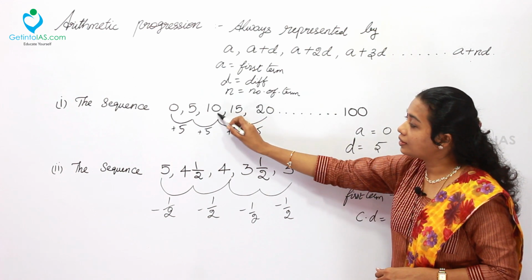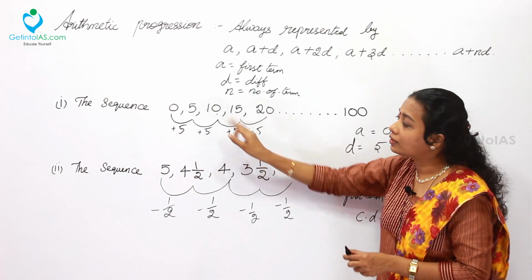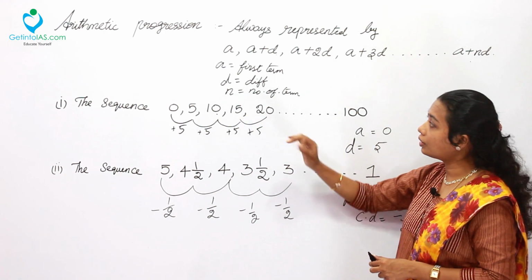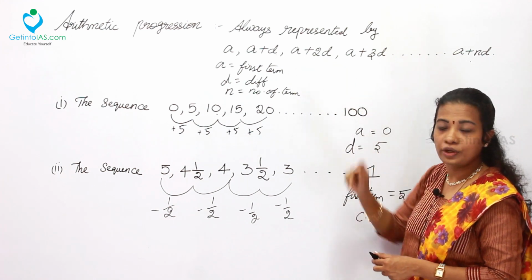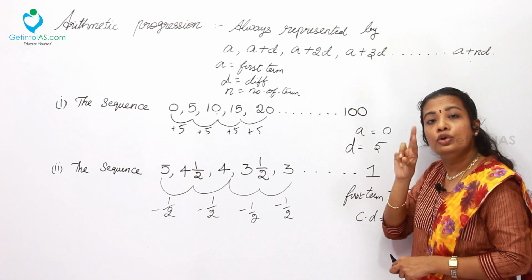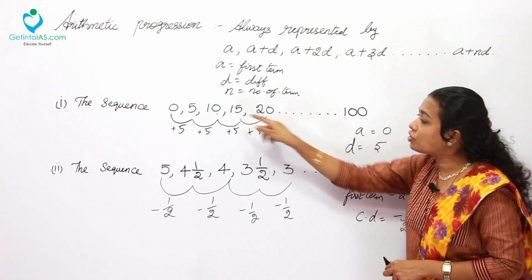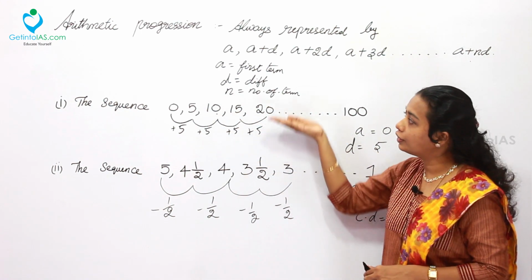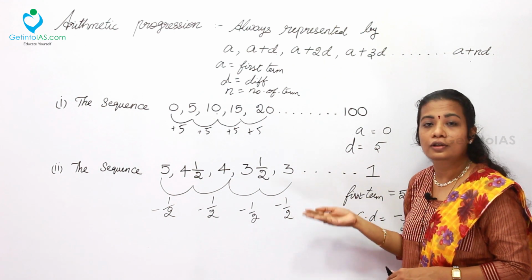Now, the next one is 10. 10 is what? Actually, 1, 2, 3, the third number, the third term. The third term pattern will be A plus 2D. Let's recheck. A is 0, D is 5, 2 into 5 is 10. So, 0 plus 10, 10 is presented. Like that, you can check for any other terms.